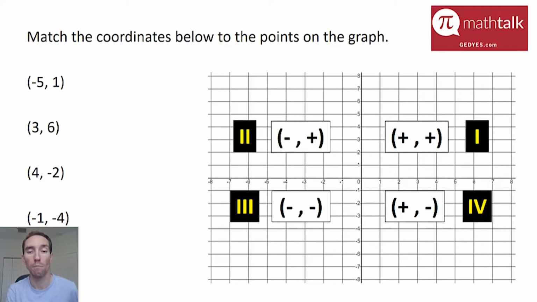In quadrant 1, both x and y are positive. In 2, x is negative, y is positive. In 3, both x and y are negative. And in 4, your x value is positive, your y value is negative. As we look at our different options on the left-hand side, we want to keep those in mind when we're matching up the points that are given to us.